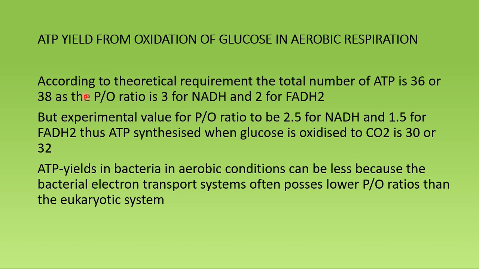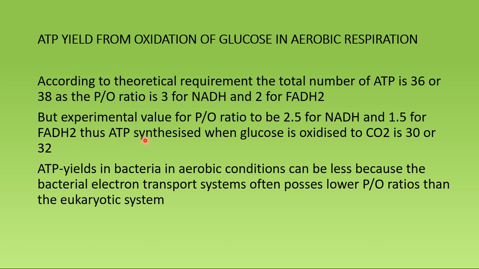In the theoretical, the P/O ratio, what is meant by this? The number of ATPs formed per oxygen is called the P/O ratio. This P/O ratio is about 3 for NADH and 2 for FADH2, based on the theoretical hypothesis. But coming to the experimental value, here the P/O ratio, that is the number of ATPs formed per oxygen, is 2.5 for NADH and 1.5 for FADH2.